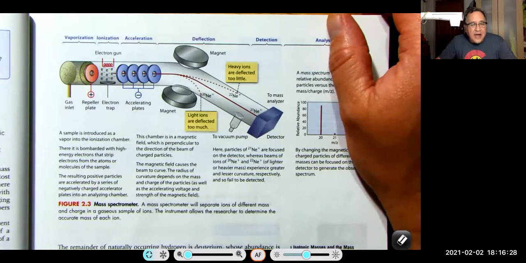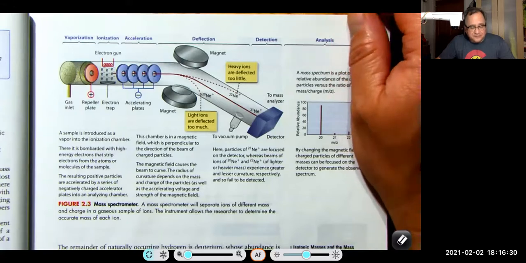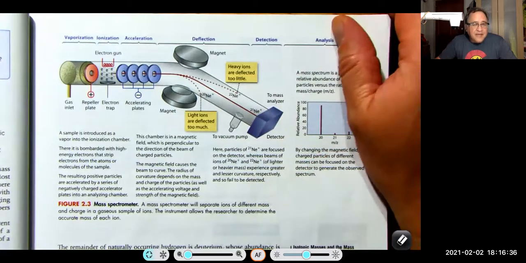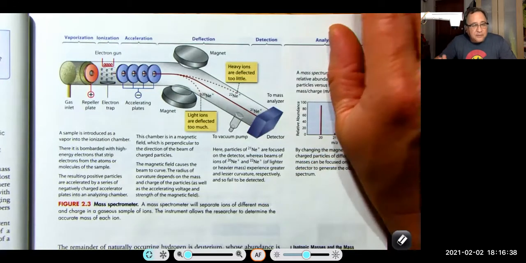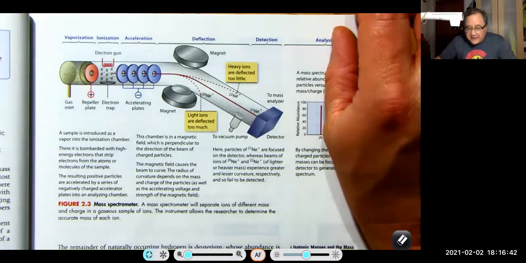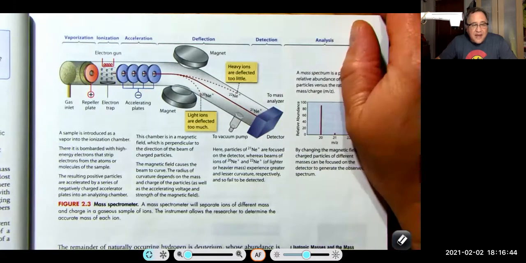And you can count how many get to the detector. So this is how we figure out the mass of each isotope, because we tune the magnet for a particular mass. If things hit the detector, we know they have that mass.